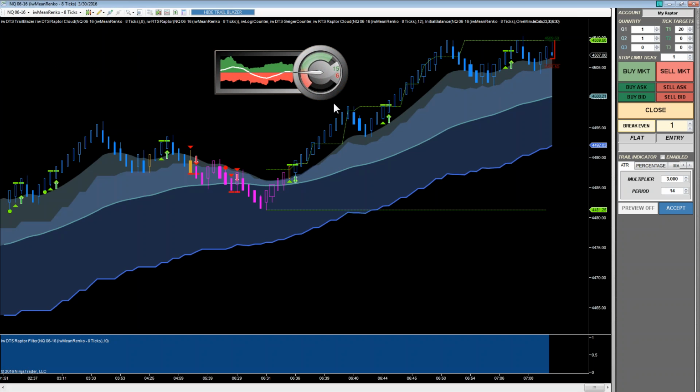Aha, I forgot to mention this little tool here. This is the Geiger Counter. The Geiger Counter is another system add-on. It's not specific to the Raptor. You can put this on any chart, a 5-minute chart, a tick chart, a volume chart, whatever you want. Even a point and figure chart if you wanted. This is essentially a tape reader.